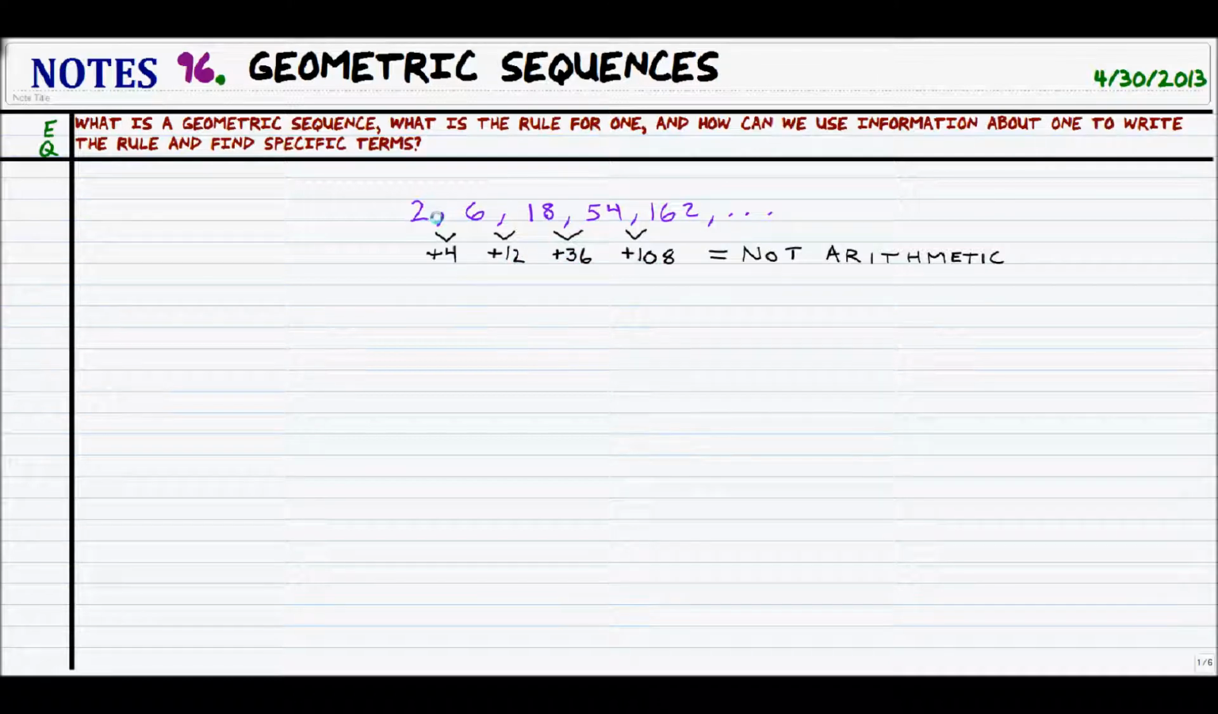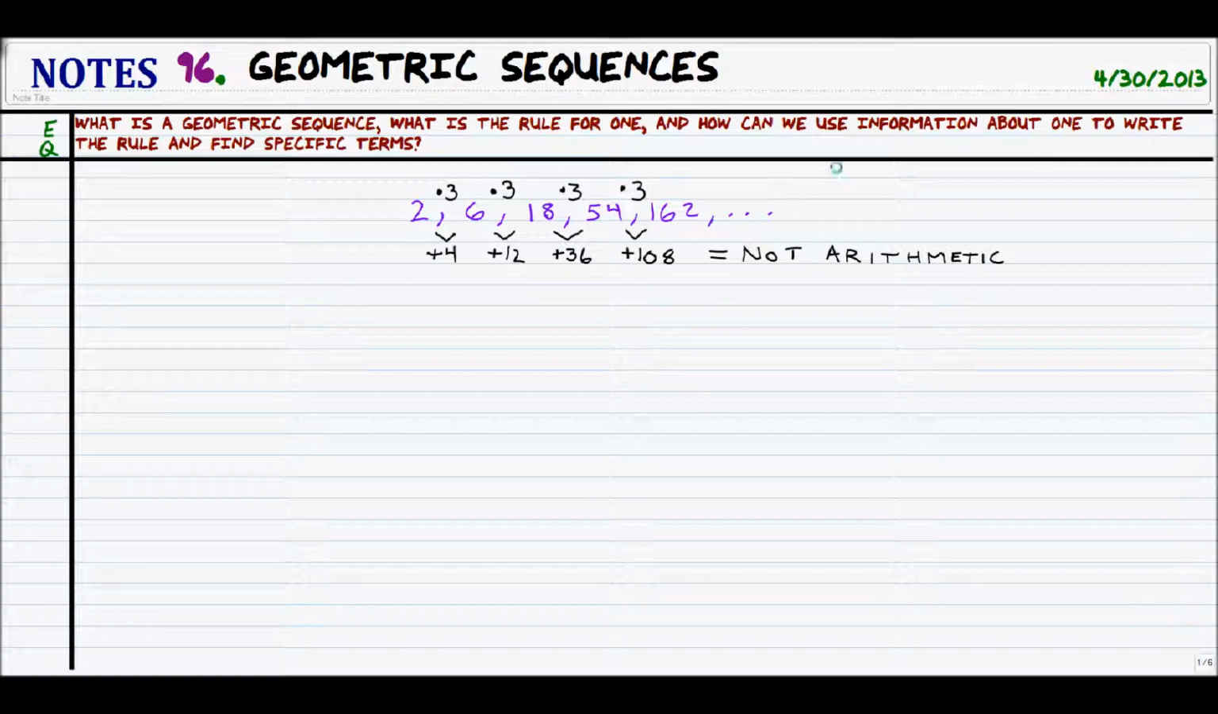Well, interesting. But let's look up here, though. Forget about the pattern of the differences. Who cares about those guys? Look at the pattern in our original terms. To get from 2 to 6, we multiply times 3. To get from 6 to 18, we multiply times 3. To get from 18 to 54, we multiply times 3. And although you might not know it off the top of your head, to get from 54 to 162, we multiply by 3.